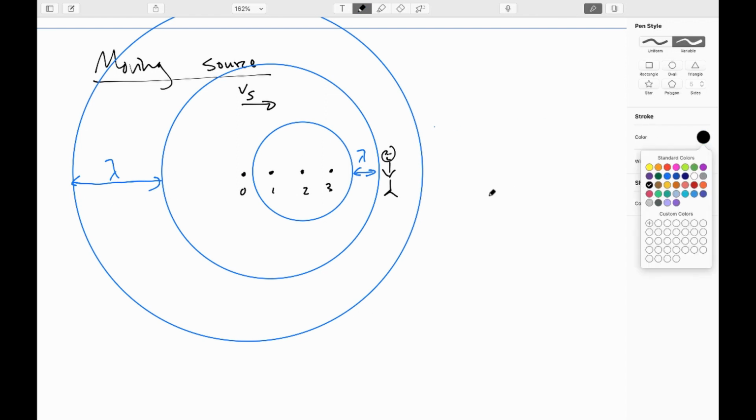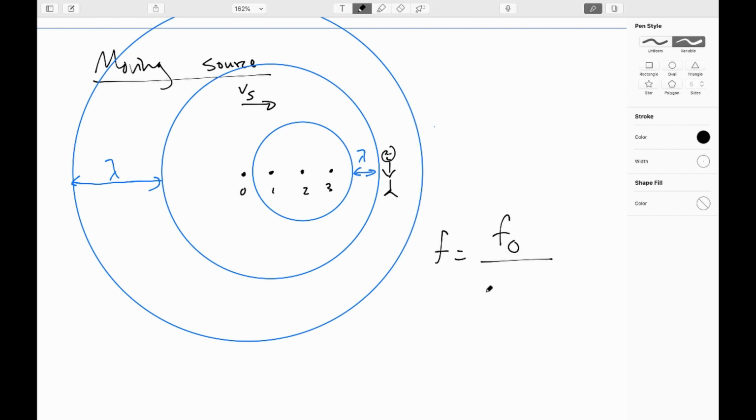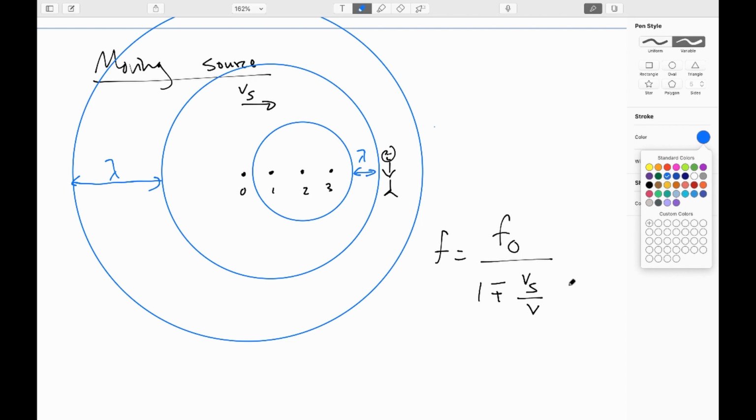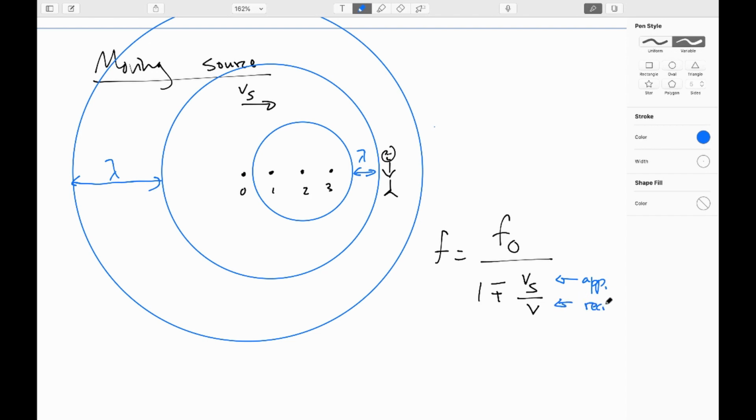Again, I'll skip the tedious algebra and just quote the result. The frequency that you would hear would be the frequency of the source over 1 minus or plus the speed of the source over the speed of sound. And again, we would be picking the minus sign if the source is approaching, and the plus sign now if the source is receding. So in both equations I gave you, the upper sign is for approach and the bottom sign is for receding.